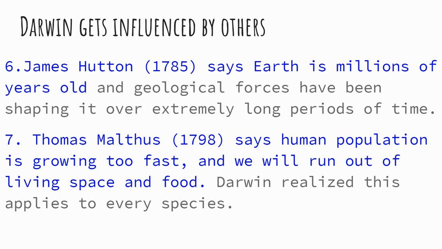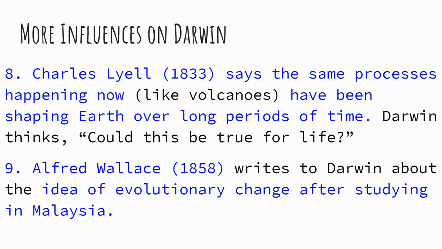Thomas Malthus is a scientist in the late 1700s, and he's kind of an alarmist, like a panicked scientist. He says human population is increasing. It's increasing really, really fast, and we're eventually going to run out of living space and food to eat. So Darwin says, this could be true for every species. Like, it could be true for finches. It could be true for dogs. It could be true for insects, all that sort of thing. And so if we're going to run out of living space, there might be competition and only the best will survive. Next up, he's influenced by Charles Lyell.